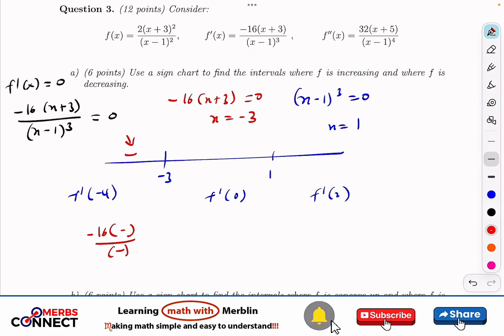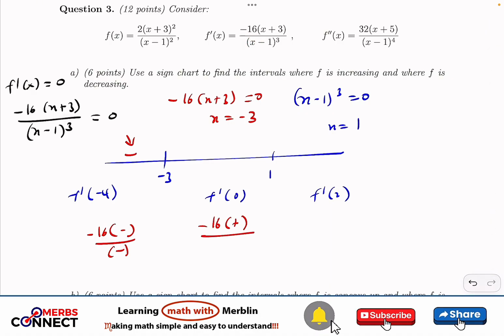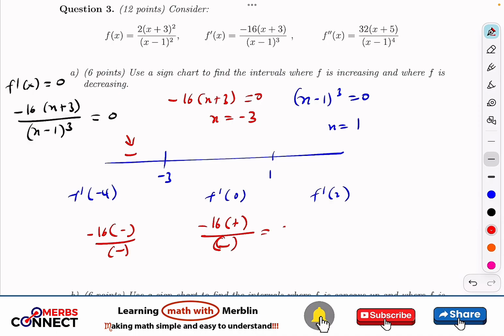Now let's go for 0. With minus 16, when I plug in 0 on the top there, I'm going to have positive, because 0 plus 3 is positive. And then when I plug in 0 here, the denominator will be just minus 1 to the power 3, which is also minus. So I'm going to have minus divided by minus, which is positive. So this is positive, this one was minus, and this is increasing.